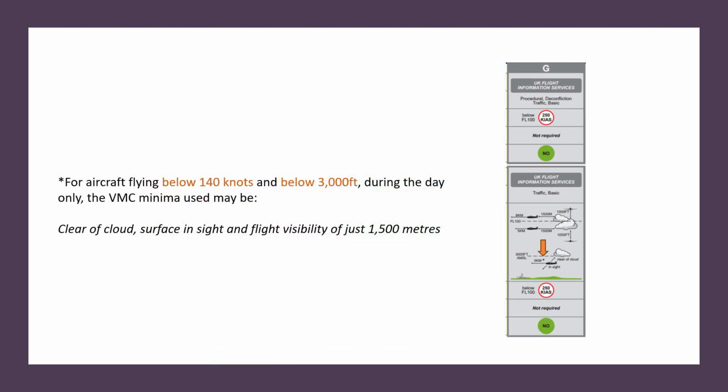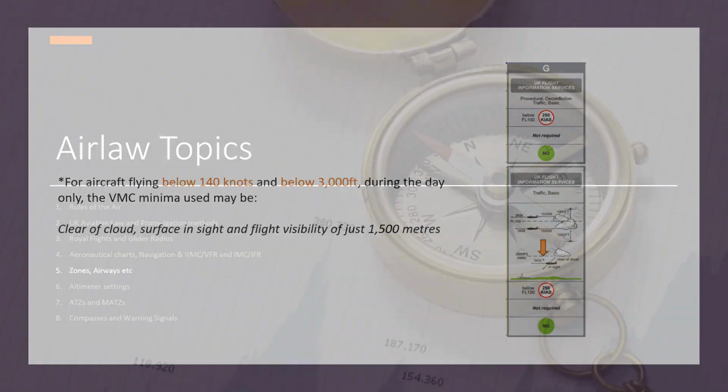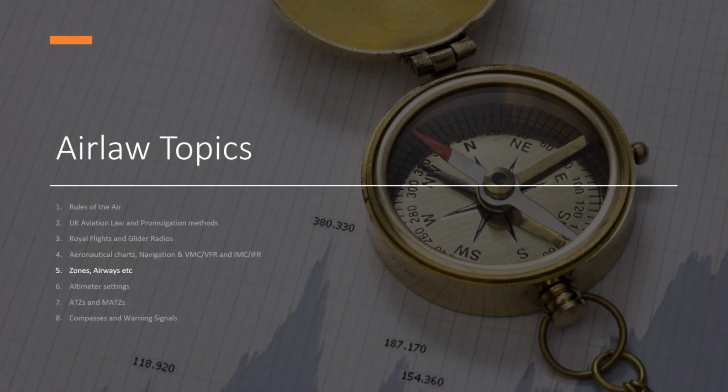We free flyers only need to know the detail relating to Class G airspace, and in particular we need to be aware of the VMC minima for slow-moving aircraft like ours. In Class G airspace during the day and below 3,000 feet, slow-moving aircraft can use the VMC minima clear of cloud in sight of the surface and flight visibility of 1,500 metres. So that concludes this brief section on zones and airways.